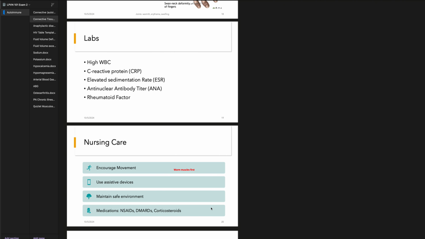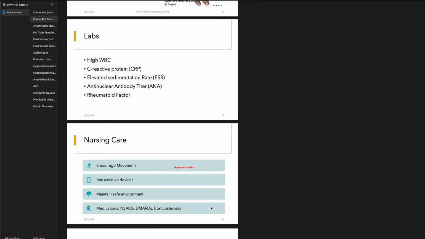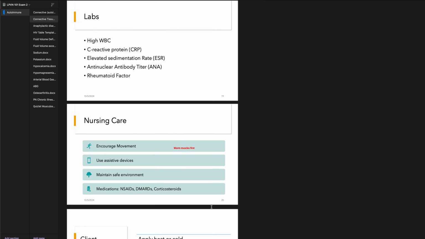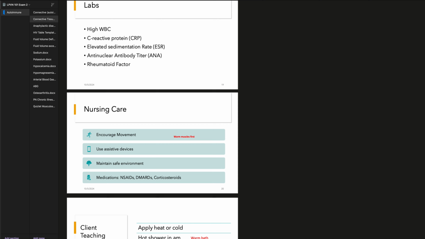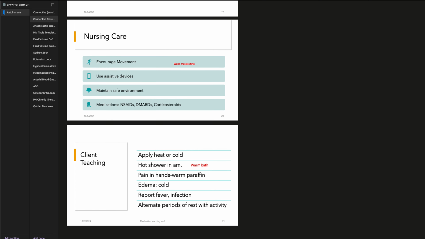Also with movement, encouraging movement. Of course, you want to encourage movement, but if the patient is in pain, they don't need to exercise that day, okay? If they're having joint pain, you never want somebody to push through that pain, because you might do more damage to the joints. Definitely, they like heat. You can apply cold too, but heat is really going to help.